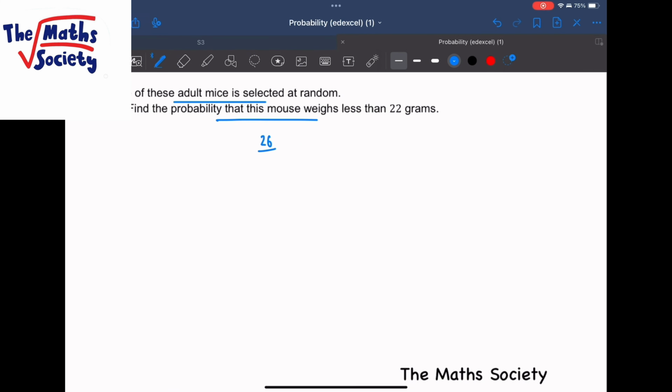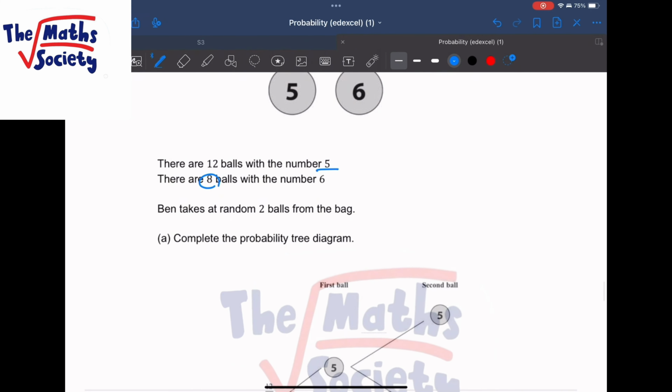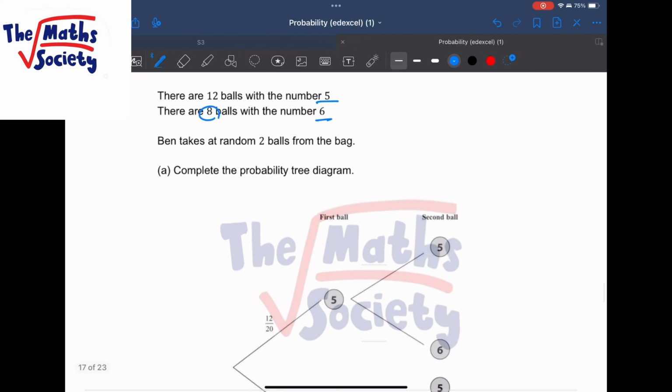And number 14, it says that a bag contains 20 balls. Each ball has either number 5 on it or number 6. There are 12 balls with number 5, 8 with number 6. Ben takes 2 balls at random from the bag. Complete the probability tree diagram. So let's complete the tree diagram first. For 5, because if you take 1, you will only be left with 19. And then that should be 11, because there are 12 balls with the number 5. Then this would be 8 by 19, because there will still be the number 6 balls. And this should be 8 by 20. And the same thing, 12 by 19.